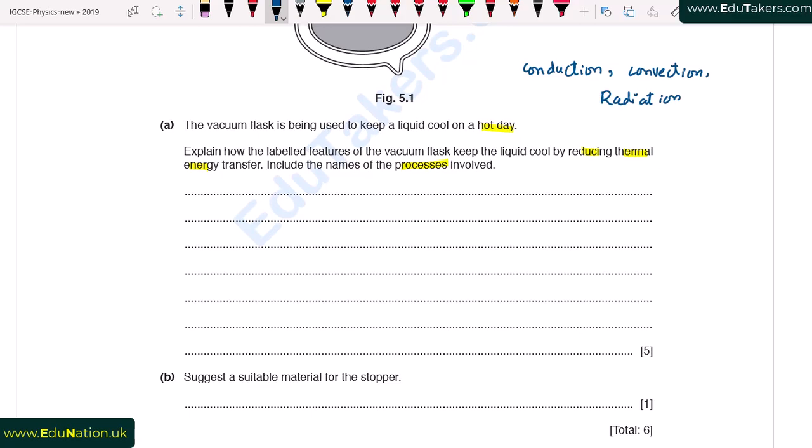First of all, there is a silver surface and it reduces the heat transfer by radiation because it is a poor absorber of heat. So I write here silver surfaces are poor absorber of heat and they reduce heat transfer by radiation.